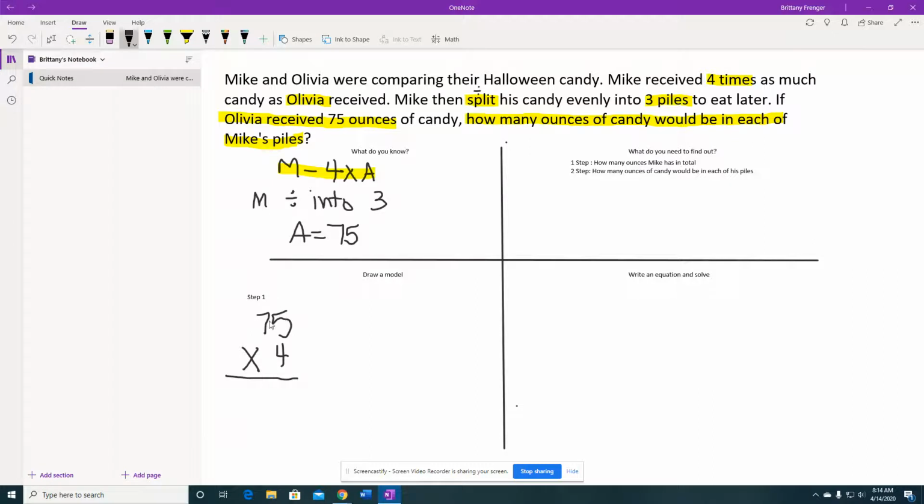So 5 times 4 is 20. Bring the 0 down. 2 up. 4 times 7 is 28. Plus 2 is 30. So he has 300 ounces. It's a lot of candy.